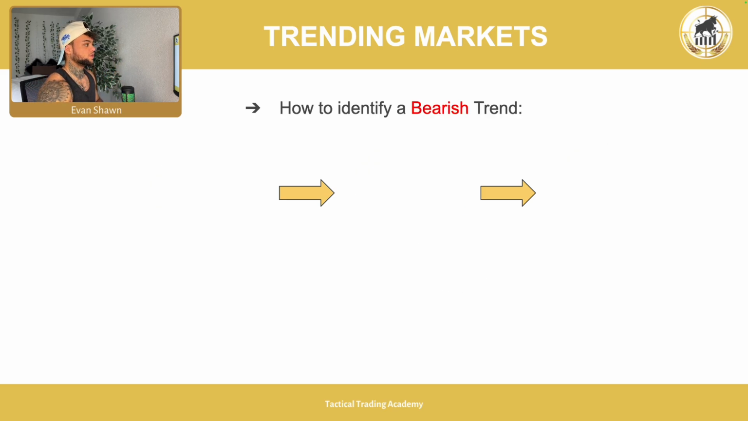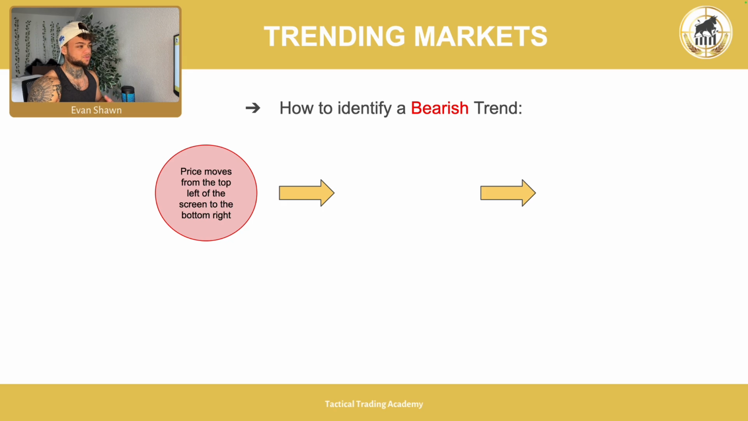Now we'll continue with the bearish trend. Identifying a bearish trend is basically the same as the bullish, but just vice versa. So price moves from the top left of the screen to the bottom right. Now this means that we start on top and we're slowly going to the downside on the screen.